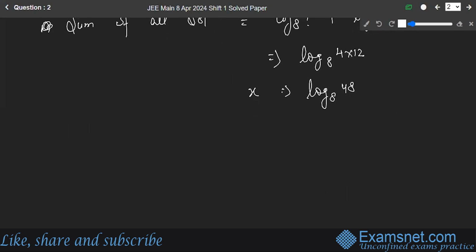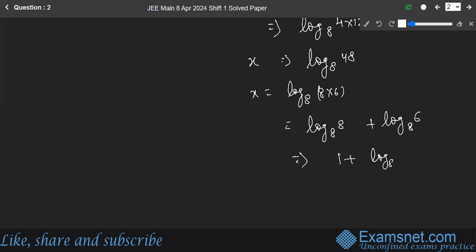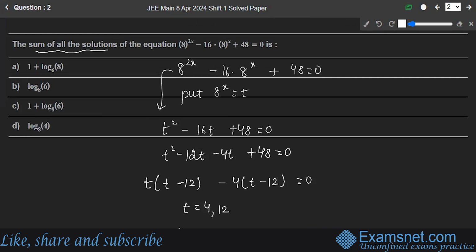And this can be written as log 8 of 8 into 6, or log 8 to the base 8 plus log 6 to the base 8, right? This is equal to 1 plus this. This is not x, sorry, this is the sum which you were asked. So you have option C. This is the right answer. Hope you got that. Let's move to the next question.